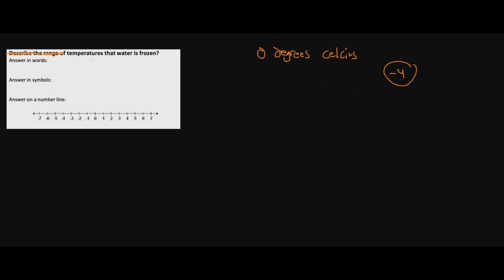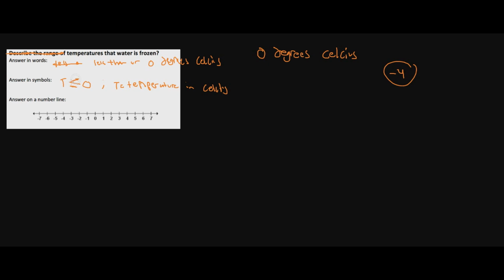So describe the range of temperatures water is frozen. Well, less than or equal to 0 degrees Celsius. Okay, how do we answer that in symbols? Well, let's define temperature. Since we're talking about temperature, we'll put T is equal to temperature in Celsius. So how do we answer this in a symbol? Well, we'll say our temperature has to be less than or equal to 0.